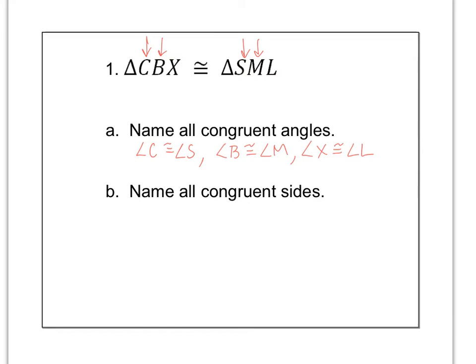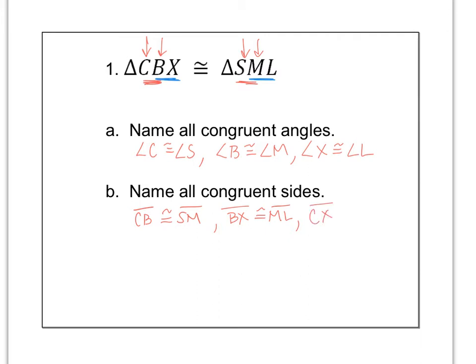Name all the congruent sides. So one side would be side CB. So side CB, which is the first 2 letters, would be congruent to side SM. And then another side would be side BX. And side BX, well, B and X are the last 2 letters, so that's going to match up with M and L. So that's congruent to side ML. And then the third side would be from C to X.